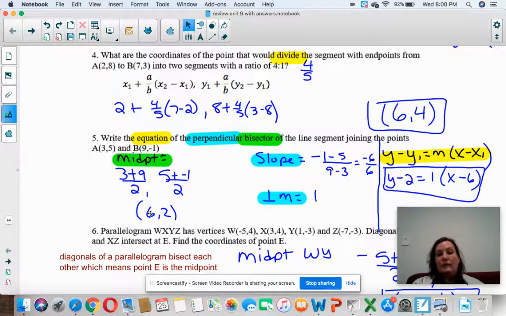And then look, all I did was I took this point 6,2 and I put it in for x1 and y1, and I took my perpendicular slope right here, 1, and I plugged it in for my slope. That's my answer. I don't even need to simplify or do anything with that.